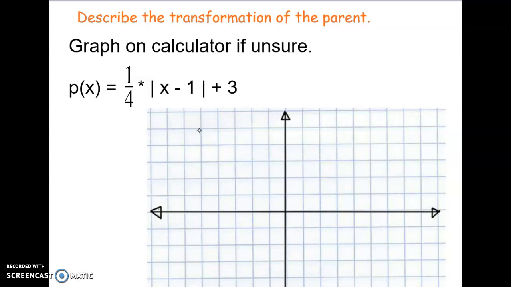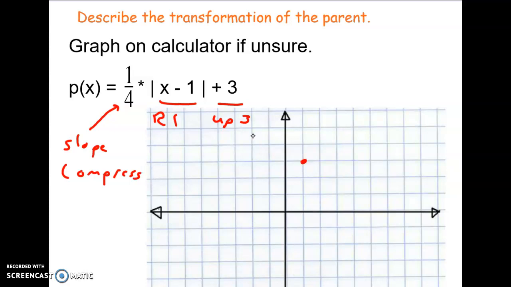All right, so here's what happened. This went up 3. This is opposite of what we think. So instead of left 1, that's right 1. And this is now like the slope, all right? Technically it's going to be a compress because it's between 0 and 1. But I'm just going to draw right 1 up 3. That's our new center point that we're going to start from.